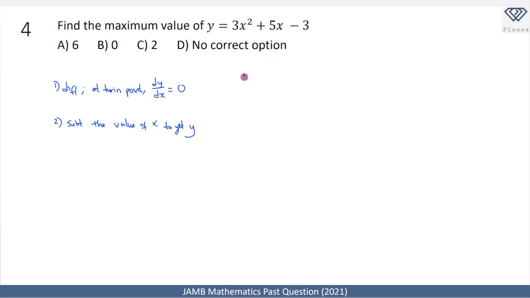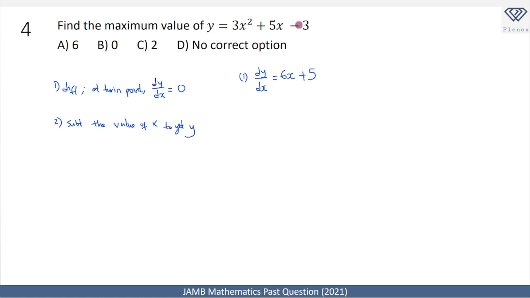So the first stage involves what? To differentiate this equation and equate it to 0, because you know at the turning point the slope, or dy over dx, is 0. So to differentiate this, we have dy over dx equals 3x squared. So we bring down the 2 and multiply it by the constant. So 3 times 2 is 6x, and raise the power to 2 minus 1. So 2 minus 1 is 1. So x raised to 1 is still x. So we have 6x plus, and when you differentiate 5x, we're just left with 5.